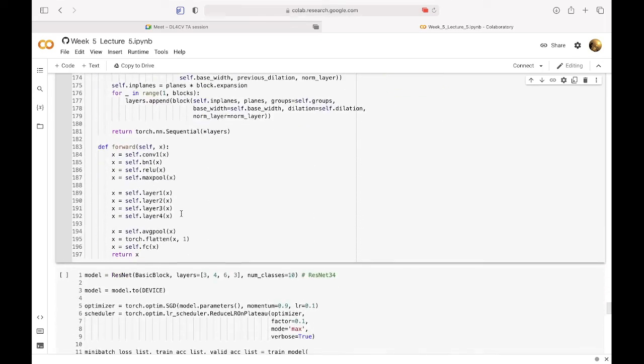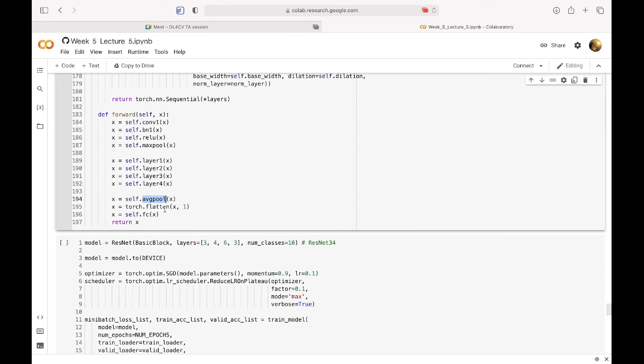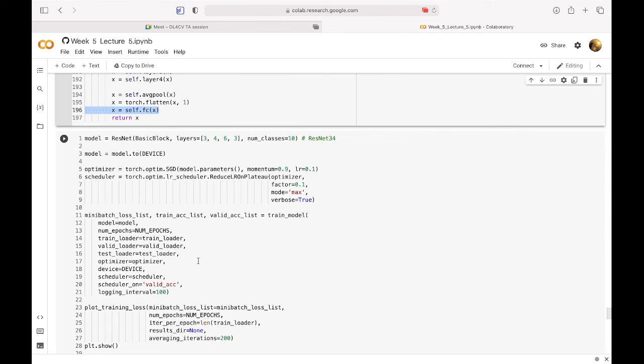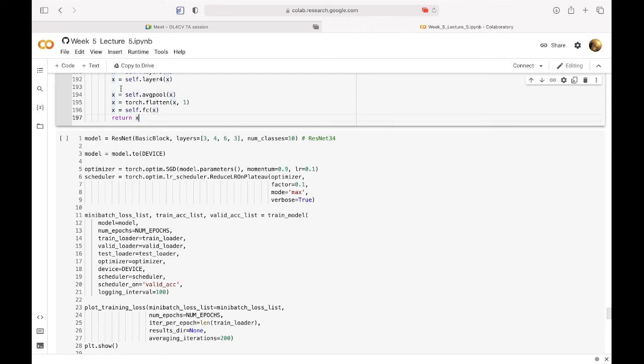So when I call the ResNet network, this is what actually happens. It passes to the conv1, batch norm and ReLU, max pool, followed by the four main ResNet blocks, layer 1, 2, 3 and 4. Then I do average pooling to get my feature vector, and I flatten it into one single vector and pass it through a fully connected layer. This is my classification layer. So this is the definition of the ResNet class.